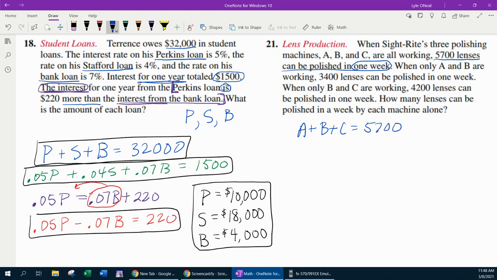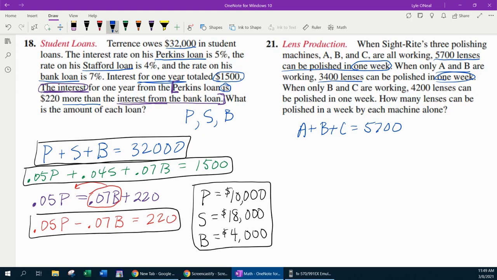And then what this equation means, it means the number of lenses that A can polish plus the number of lenses that B can polish plus the number of lenses that C can polish. If they're all working together, they can polish a total of 5,700 lenses in a week. Next, when only A and B are working, 3,400 lenses can be polished in 1 week.